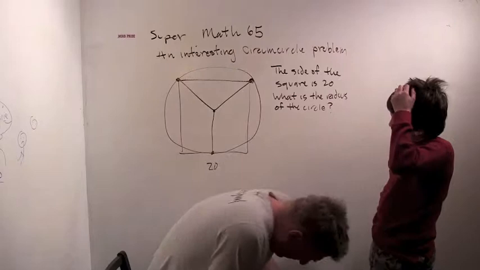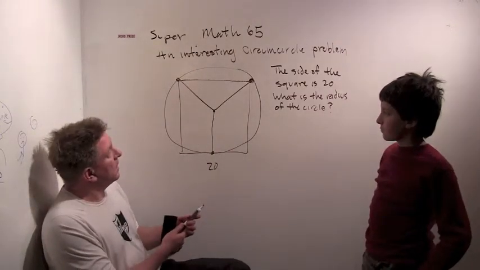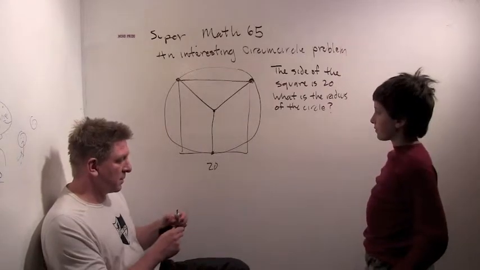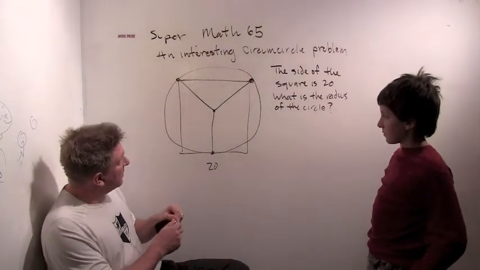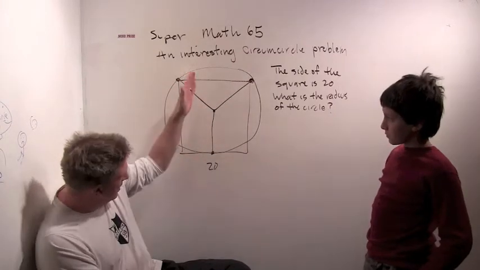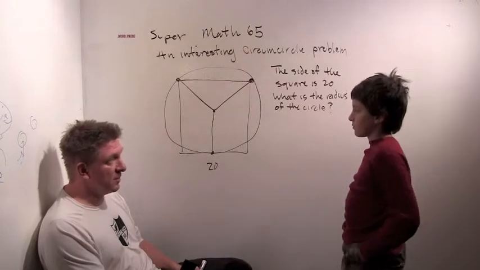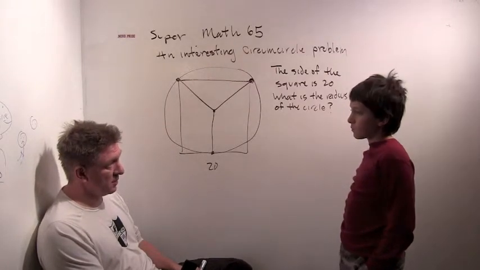SuperMath 65. So what we've got here is a real interesting circumcircle problem that I saw on Twitter. The question is, you have a square here whose sides are 20, and what is the radius of this circle? I thought this was an interesting problem because we've been studying circumcircles.